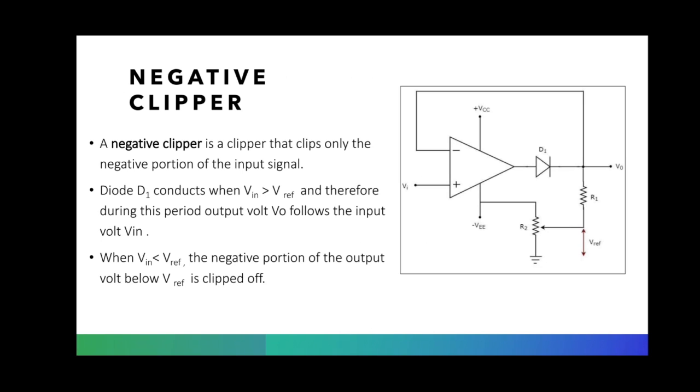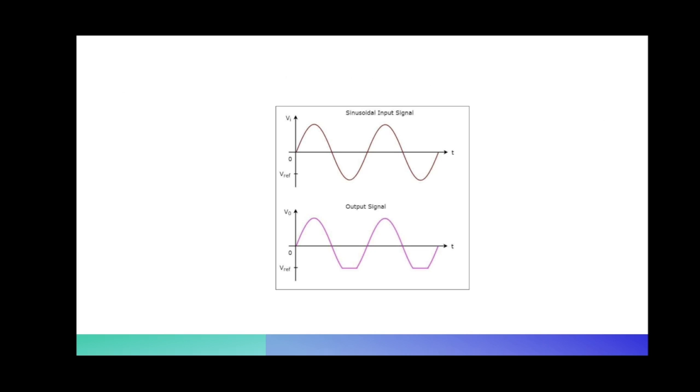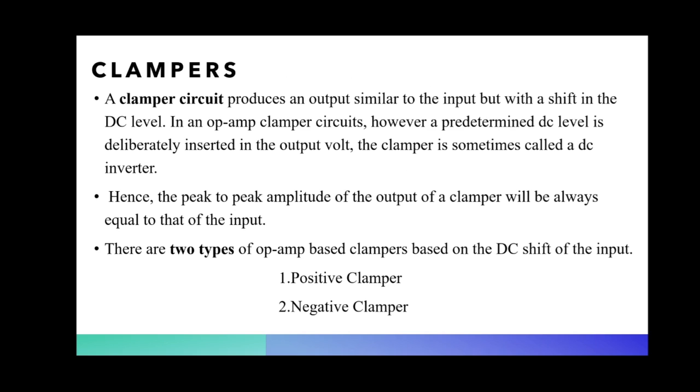Negative clipper. A negative clipper is a clipper that clips only the negative portion of the input signal. Diode D1 conducts when Vin is greater than Vref, and therefore during this period output voltage Vo follows the input voltage Vin. When Vin is less than Vref, the negative portion of the output voltage below Vref is clipped off. And the waveform is shown here.